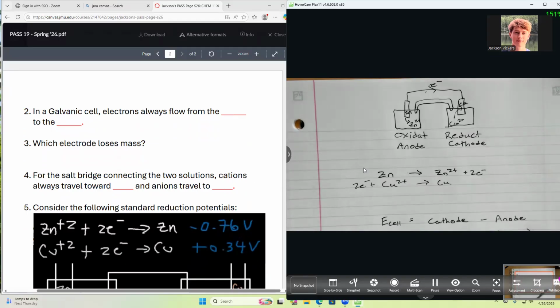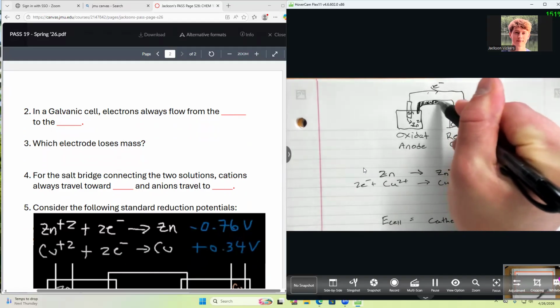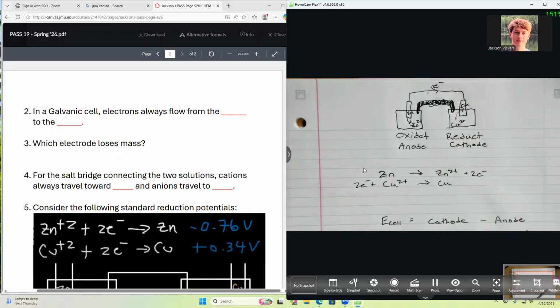The salt bridge, which I talked about earlier, is this thing in the middle. It has an inert solid. An inert solid just means that it's not really reacting with anything. I don't totally know what that term means anyway, but I'm asking: in the salt bridge, cations always travel towards what side, and anions always travel towards what side?